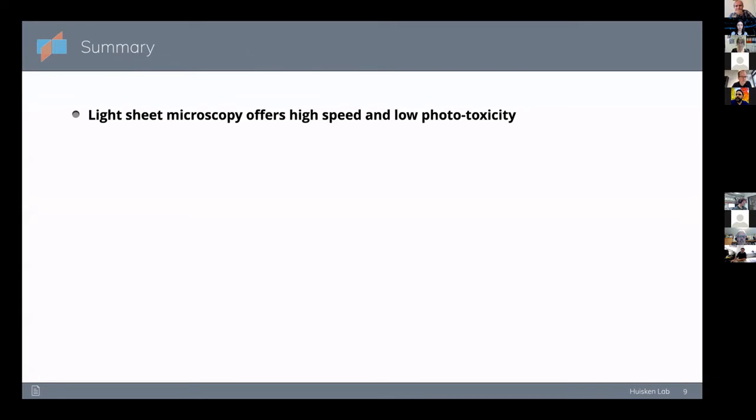So just trying here to summarize some of the take-home messages. So first, light sheet microscopy offers both high speed and low phototoxicity. And I think these are the two key elements that allow us to do some of the experiments that I'm going to show you today.